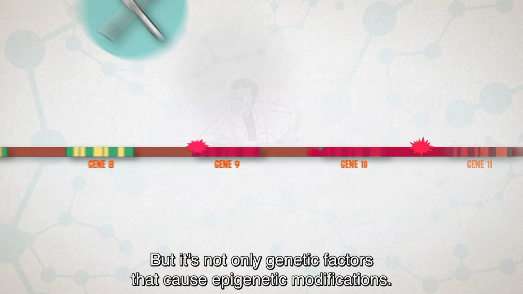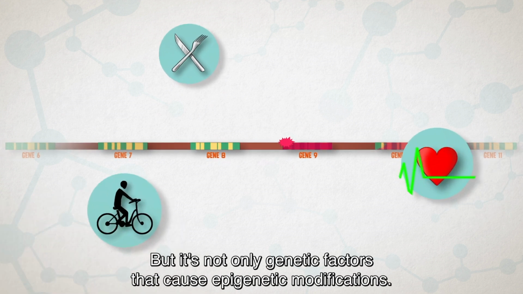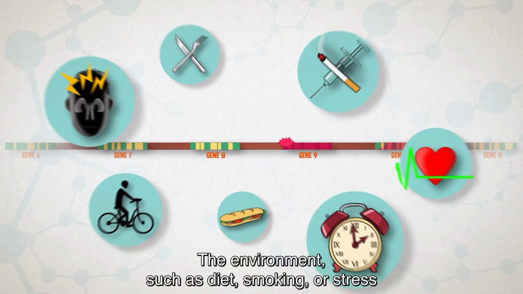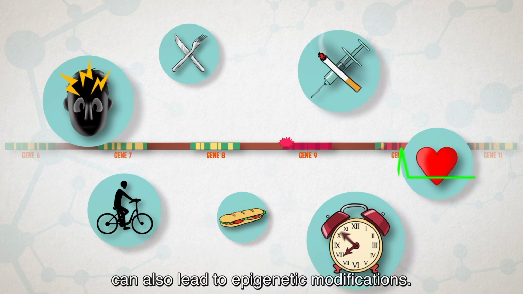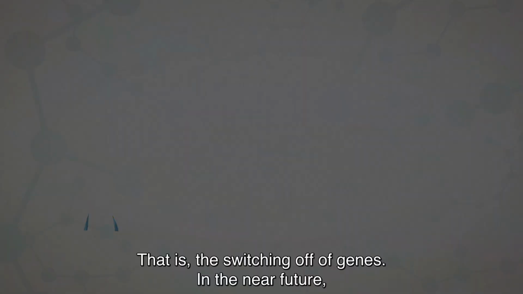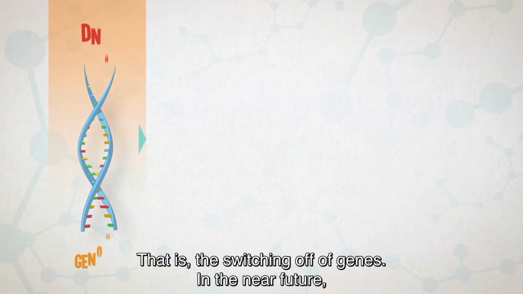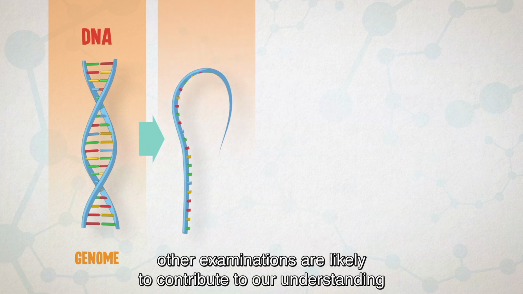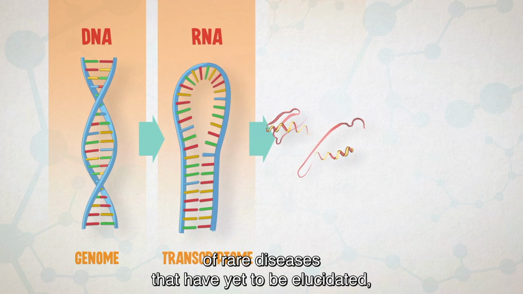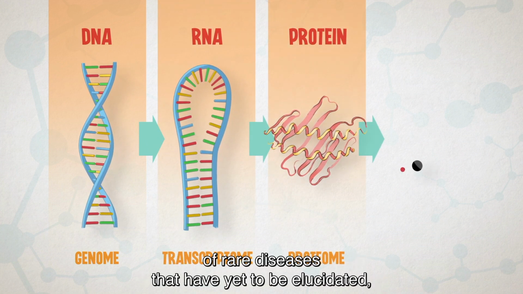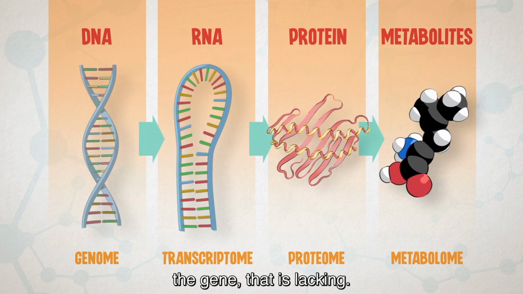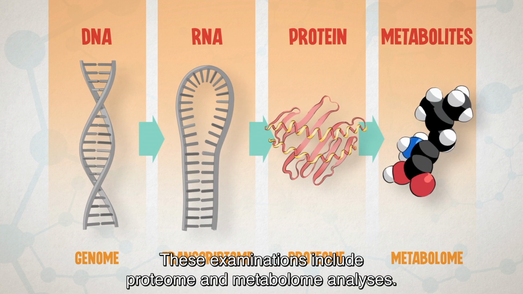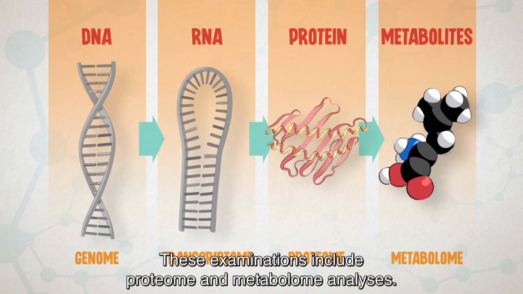But it's not only genetic factors that cause epigenetic modifications. The environment, such as diet, smoking or stress, can also lead to epigenetic modifications, that is, the switching off of genes. In the near future, other examinations are likely to contribute to our understanding of rare diseases that have yet to be elucidated, the ones for which we do not yet know the recipe, the gene that is lacking. These examinations include proteome and metabolome analyses.